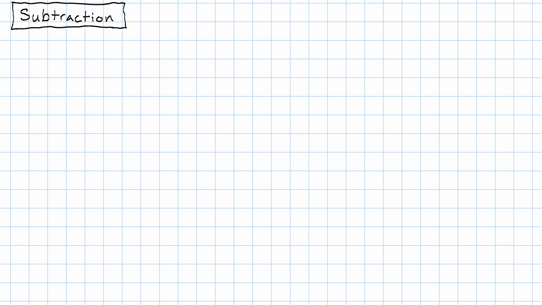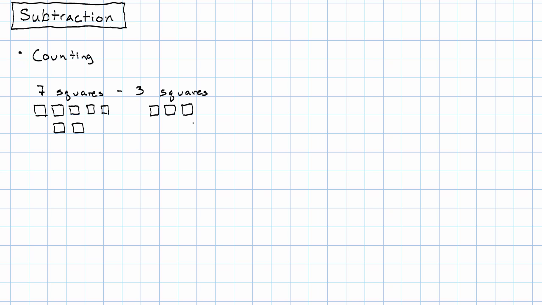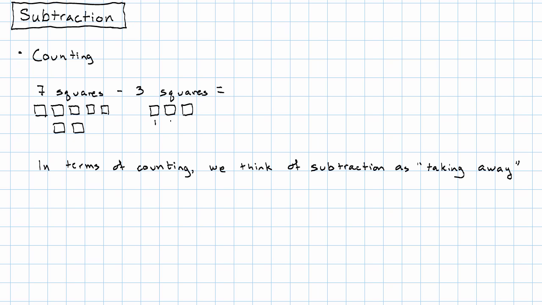Just like we did with addition, we're going to think about subtraction in terms of counting and in terms of lengths. So in terms of counting, I might think, what is 7 squares minus 3 squares? In terms of counting, we think of subtraction as taking away. So I'm taking away 1, 2, 3. I take those away.